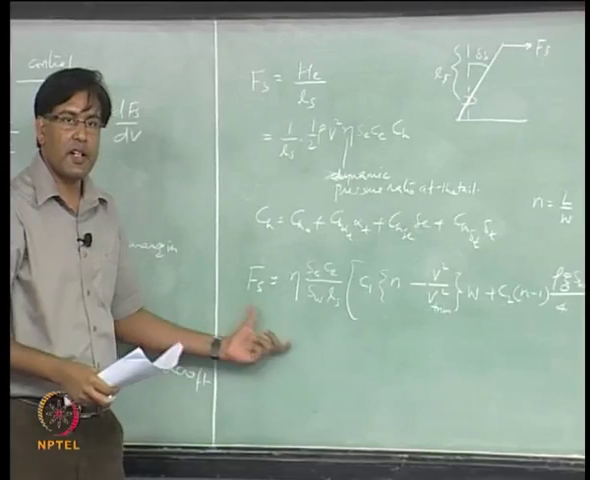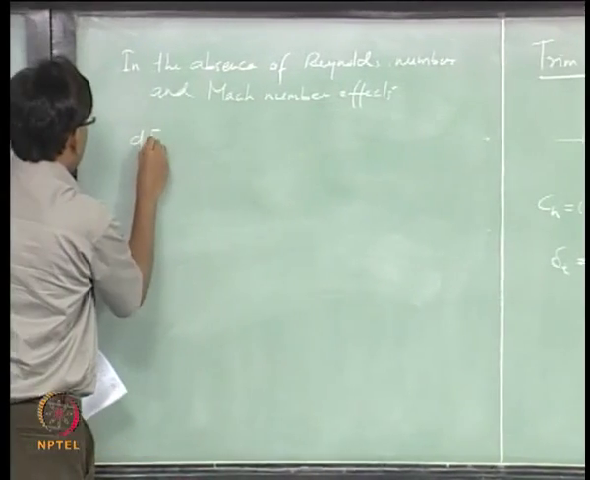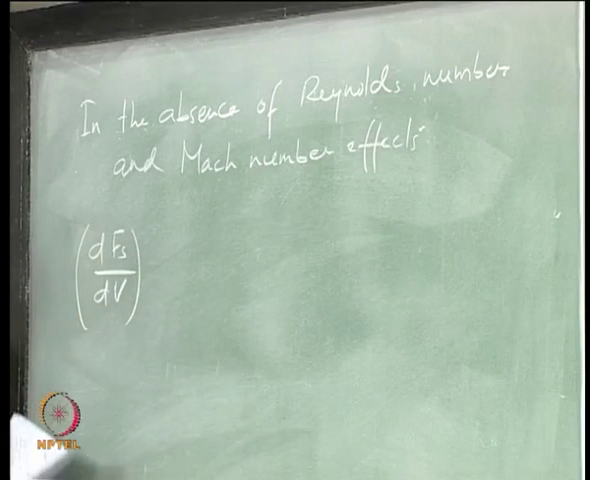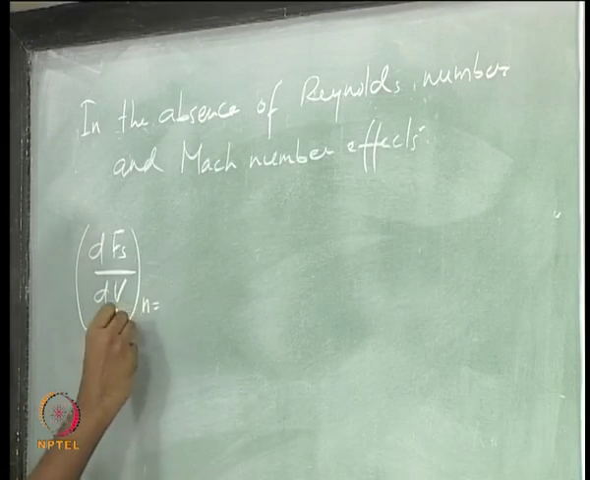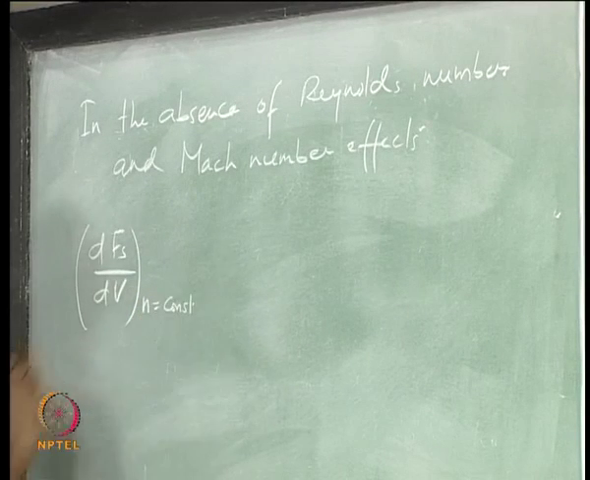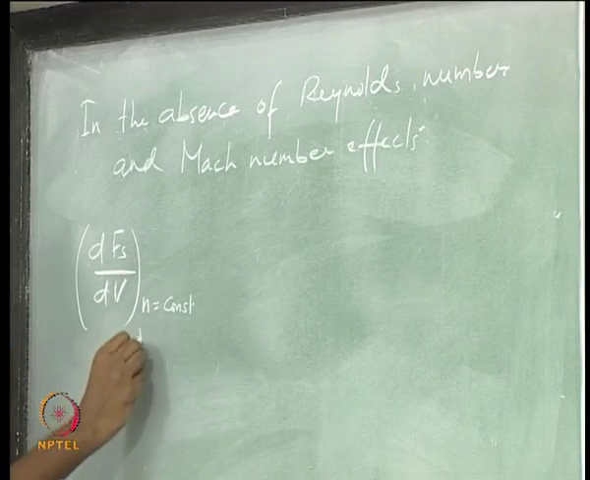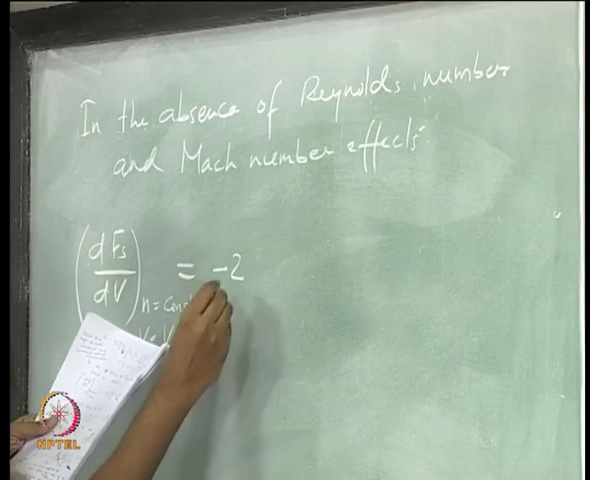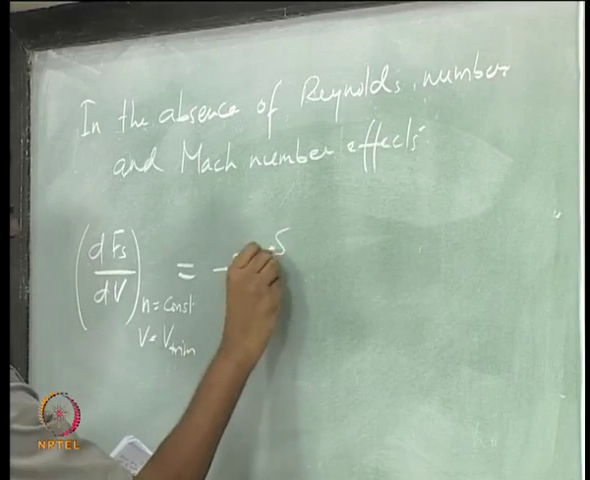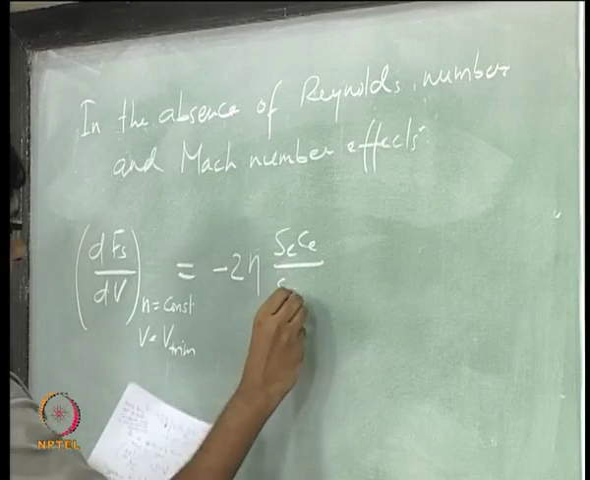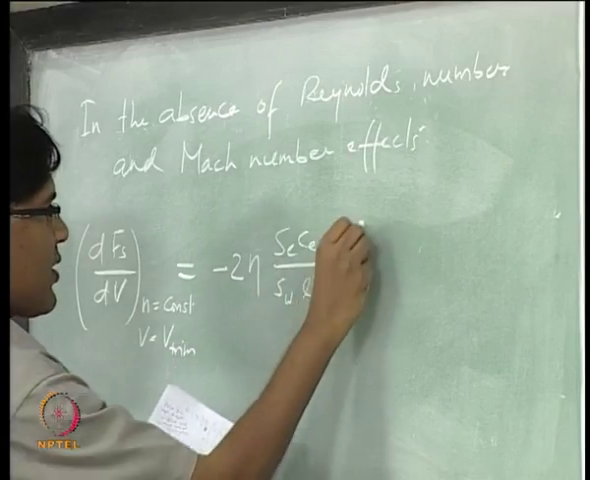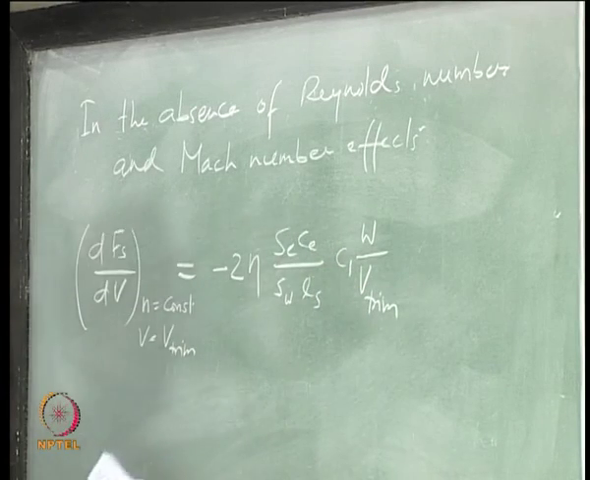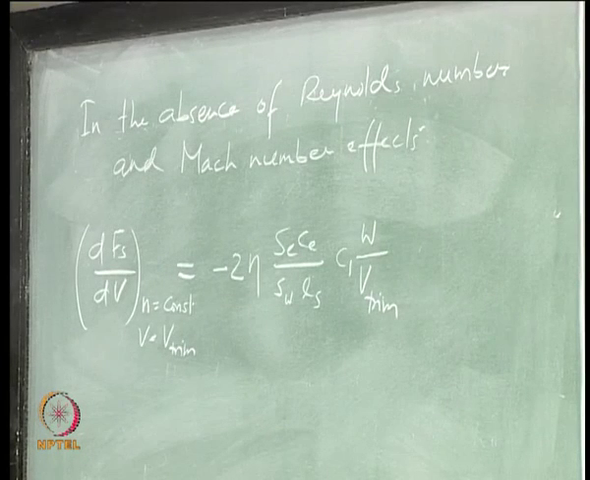For subsonic flights, actually, we can find an expression for this control force gradient at constant load factor and a trim speed, which is... If you want to find out the longitudinal force per g, that is given by this.